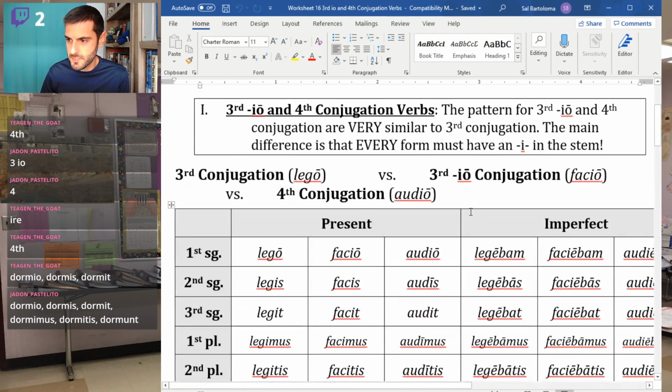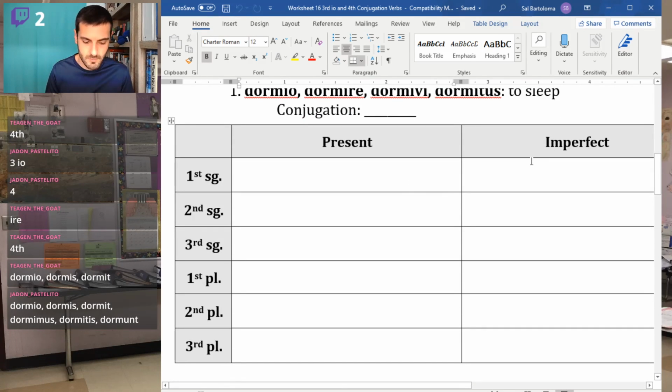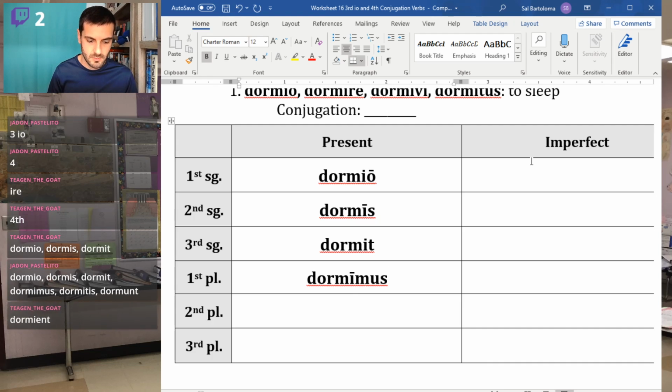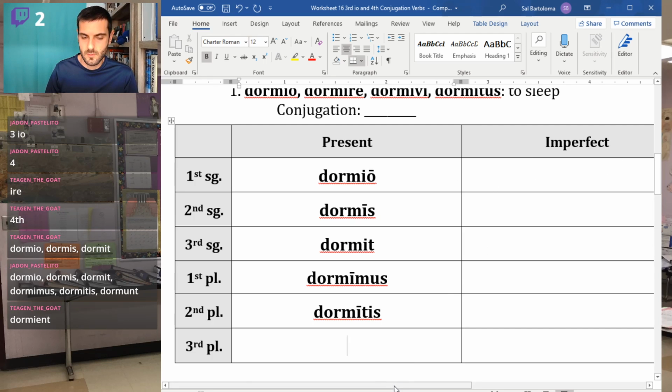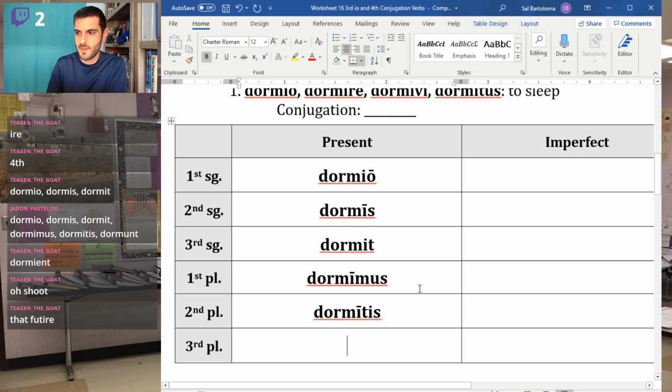Dormio, dormis, dormit, dormimus, dormitis. Very close, Jaden. Very, very close. Dormio, dormis, dormit, dormimus, dormitis. Close, close. Very close. That would be future, yeah.